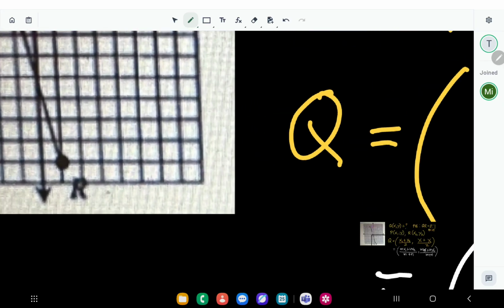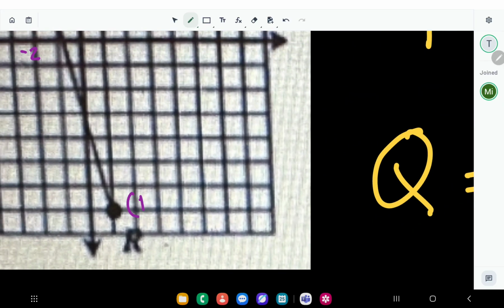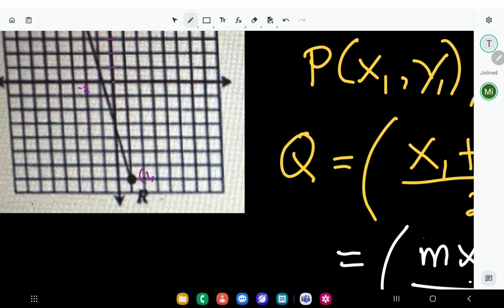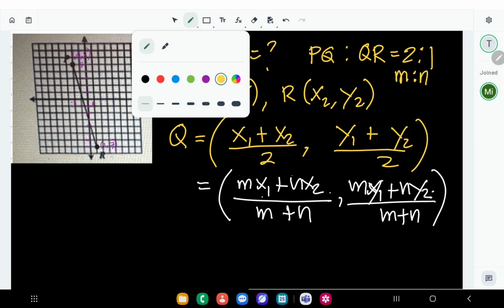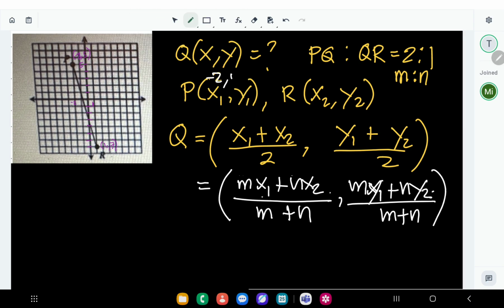And then point R is 1. This is +1, right? This is 1. 1, 2, 3, 4, 5, 6, 7. So that is 1, 7. So point P is -2, 5, right? And point R is 1, 7. I just want to make sure.